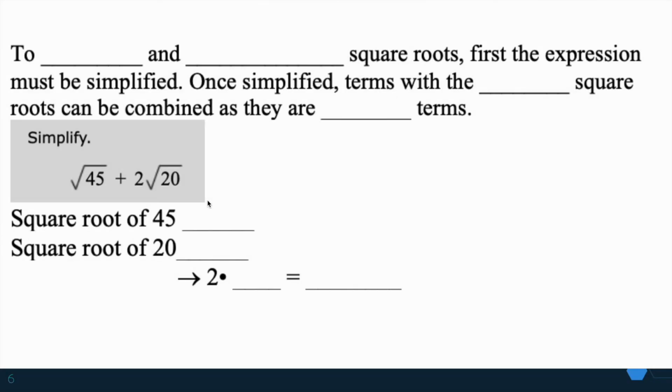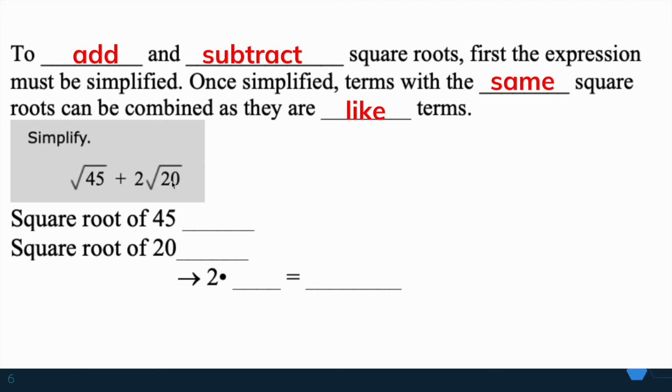So we can also add and subtract radicals. To add and subtract square roots, first the expression must be simplified, because we almost treat them like variables. And then if they have like radicals, the coefficients can be added or subtracted. So unsimplified terms with the same square root or radical can be combined like terms. So we treat them a little bit like variables in that aspect, where if I had 2x plus 4x, I could say, oh, well, that's 6x. I can do the same thing with a radical, but they have to be the same radical.